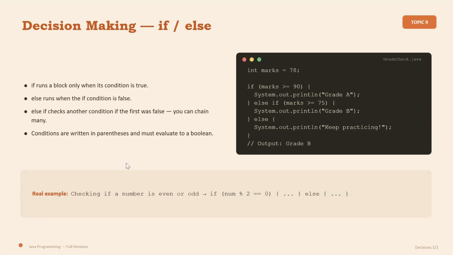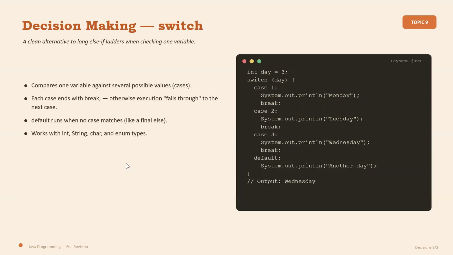Please practice some simple examples of decision-making statements, because we need all these things in our advanced Java. And then we have the switch statement. It is often used instead of a long if-else chain, when we are comparing one variable against multiple fixed values. A switch statement contains case, break, default.